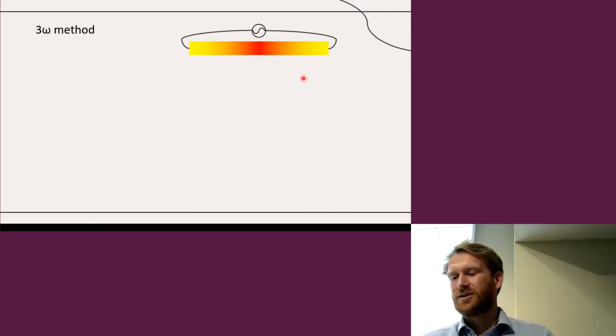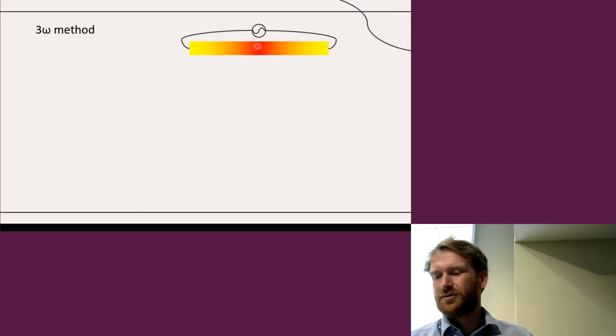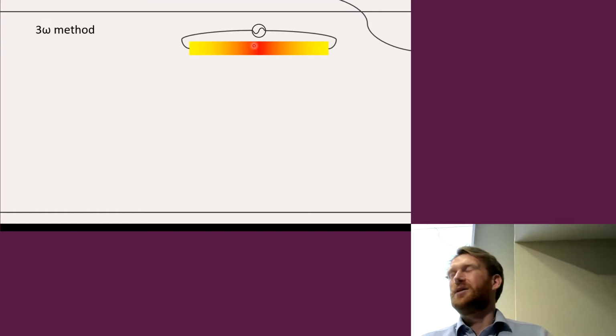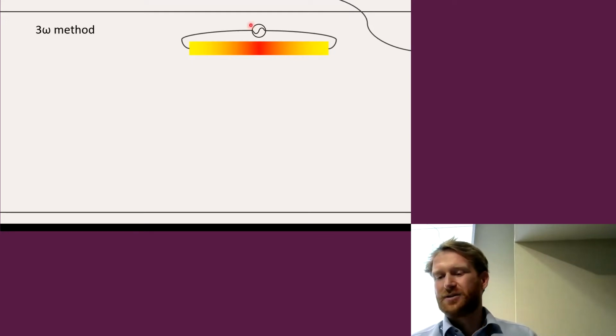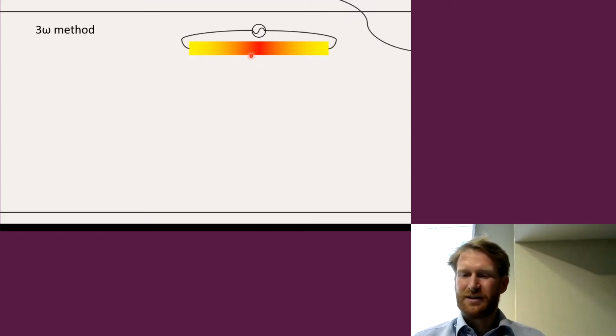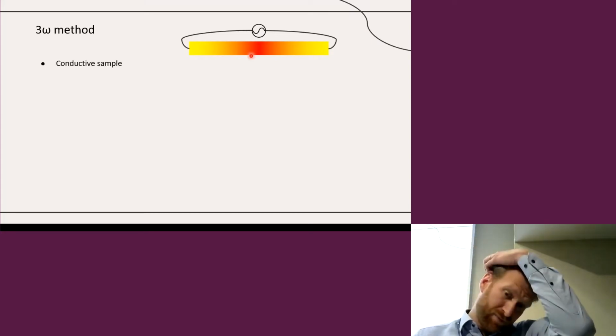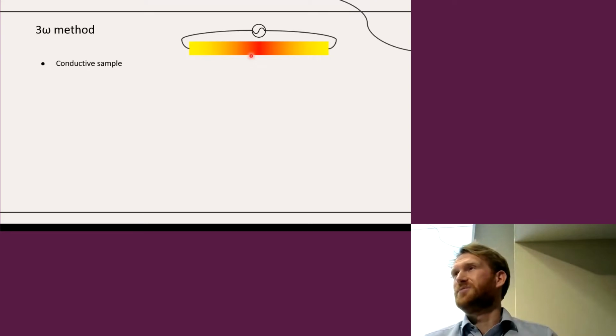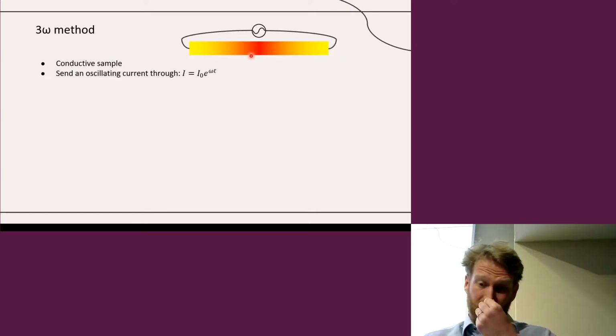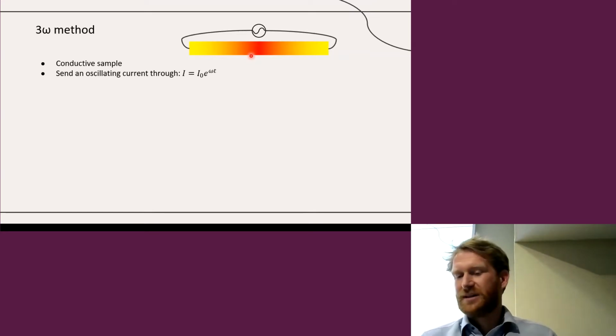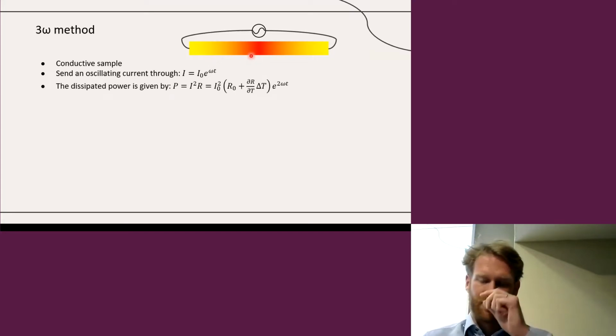So you just send an oscillating current through the system that you want to measure. And because of this oscillating current and the thermal anchoring at the ends, you get this parabolic heat profile that is building up. So what you need to do this kind of measurement, first of all, is of course a conductive sample. You want to send an electrical current through it. And then you can send an electrical current through it with a certain frequency.